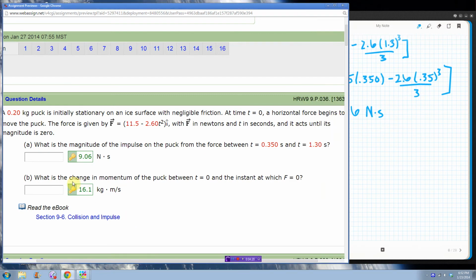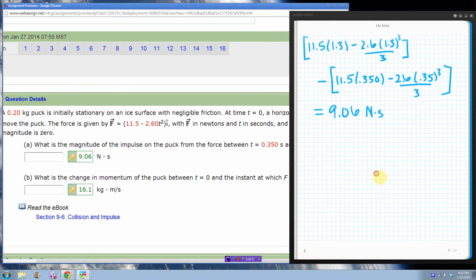Alright, let's look at B. What is the change in momentum of the puck between t equals 0 and the instant at which F equals 0? Remember, change in momentum is just another phrase for impulse. So we're really asking the same question as A, but with a different limit. Our limits are going to be from 0 to the time at which F equals 0. Well, we need to find that first.